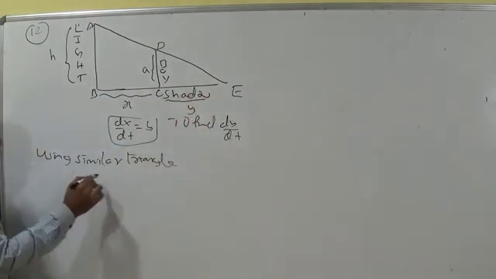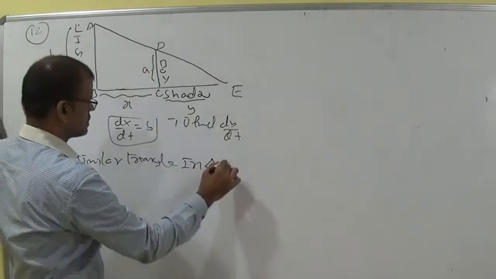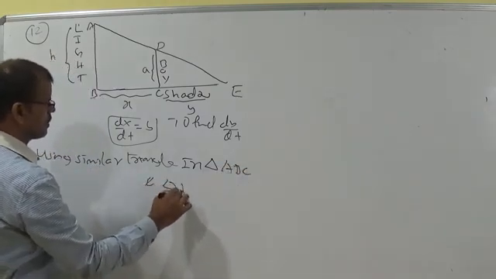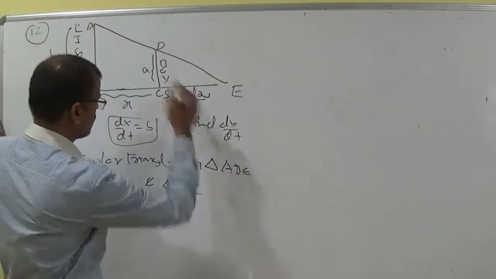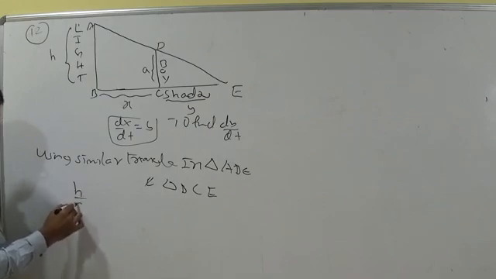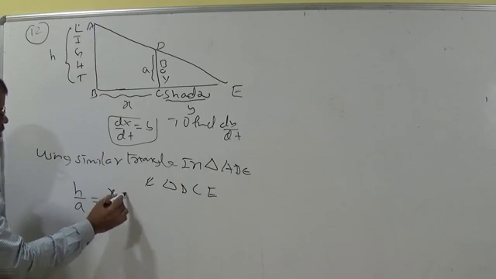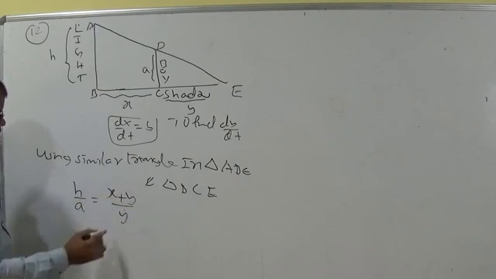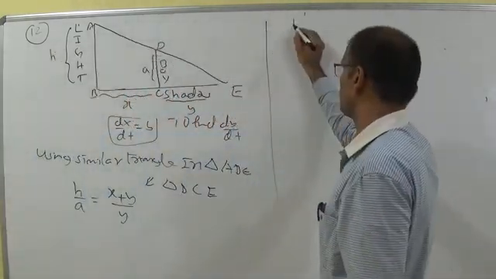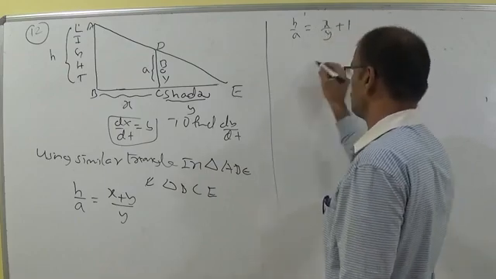చూడండి, యూజింగ్ సిమిలర్ ట్రయాంగిల్స్ ఇన్ అంటే మీకు అర్థమయ్యేలాగా ఇన్ ట్రయాంగిల్ ఏబిసి. ఎన్ని ట్రయాంగిల్స్ ఉన్నాయో చెప్తున్నా. ఇన్ ట్రయాంగిల్స్ ఏబిసి అండ్ ట్రయాంగిల్ బిసిఈ. ఇన్ ట్రయాంగిల్ ఏబిఈ లార్జ్ ట్రయాంగిల్ అండ్ బిసిఈ స్మాల్ ట్రయాంగిల్. అందులో హెచ్ బై ఏ, హెచ్ అంటే హైట్, ఏ అంటే బాయ్, ఈజ్ ఈక్వల్ టు ఎక్స్ ప్లస్ వై బై వై. యూ షుడ్ క్యాలిక్యులేట్. Now h by a is equal to x by y plus 1, you write.